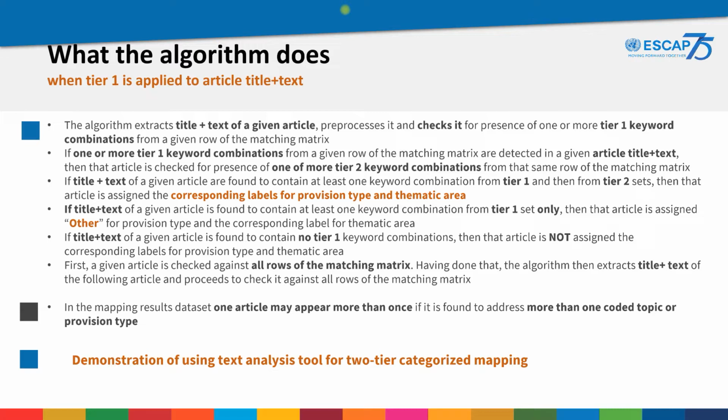Essentially, a given article is checked against all rows of the matching matrix. Having done that, the algorithm then extracts title plus text of the following article and proceeds to check it against all the rows of the matching matrix. As was discussed in Module 2, in the mapping results dataset, one article may appear more than once if it is found to address more than one coded topic or provision type. But now let's set up for the two-tier categorized mapping and run our query.